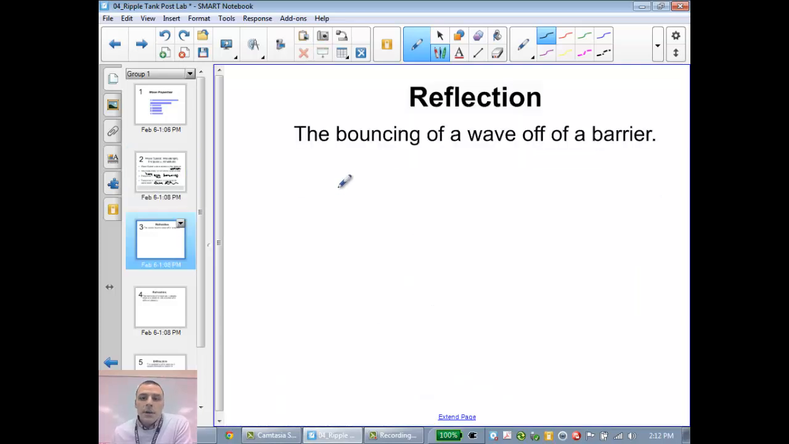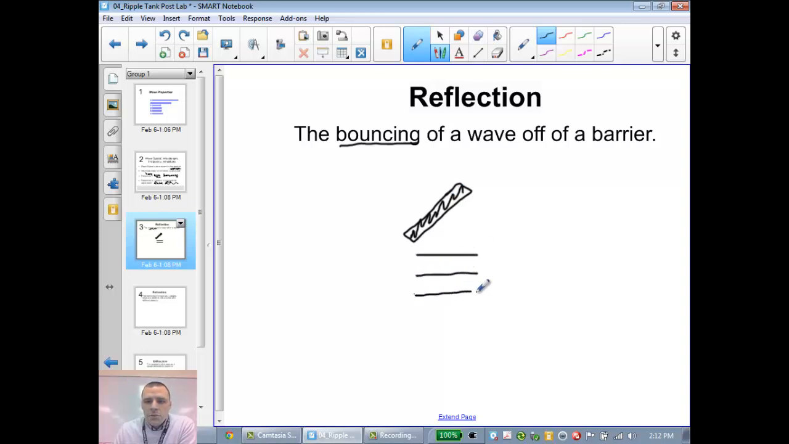One of the three big properties in the lab is reflection. Reflection is the bouncing of a wave off of a barrier, or simply bouncing. I just want to draw a little picture of reflection. So imagine the ripple tank lab, and we put a barrier on an angle, and I'm going to draw three little wave fronts moving towards this object. The waves are going to bounce off towards the right. Now, your picture in the lab was probably very clouded because there are lots of waves going all over the place, but if we were to simplify it, it would look like this.